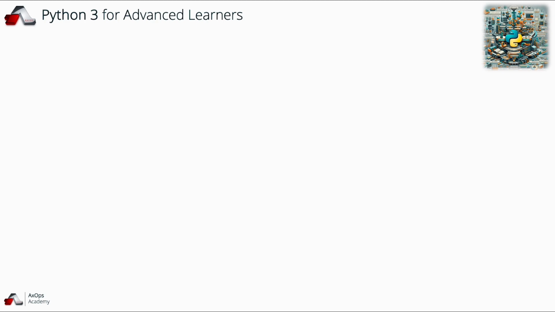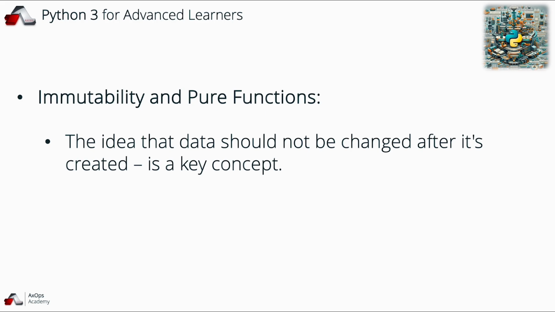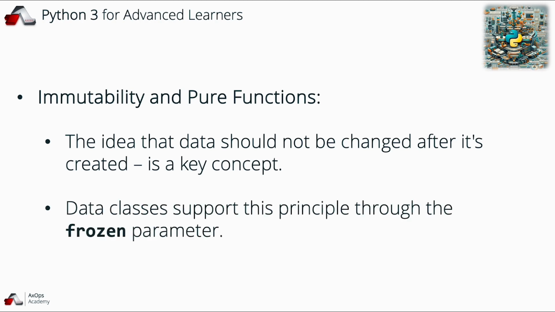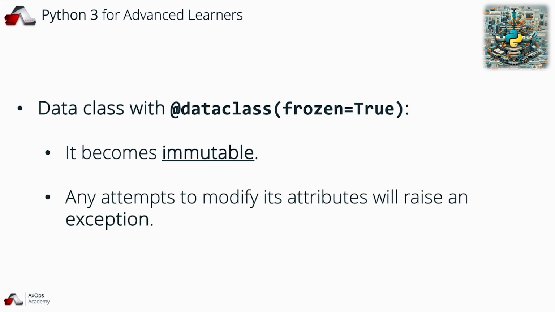In functional programming, immutability, the idea that data should not be changed after it's created, is a key concept. Data classes support this principle through the frozen parameter. When you define a class with dataclass frozen equals true, it becomes immutable. Any attempts to modify its attributes will raise an exception. This immutability aligns with the functional programming principle of creating predictable and side effect-free functions, as we've discussed in earlier lectures.